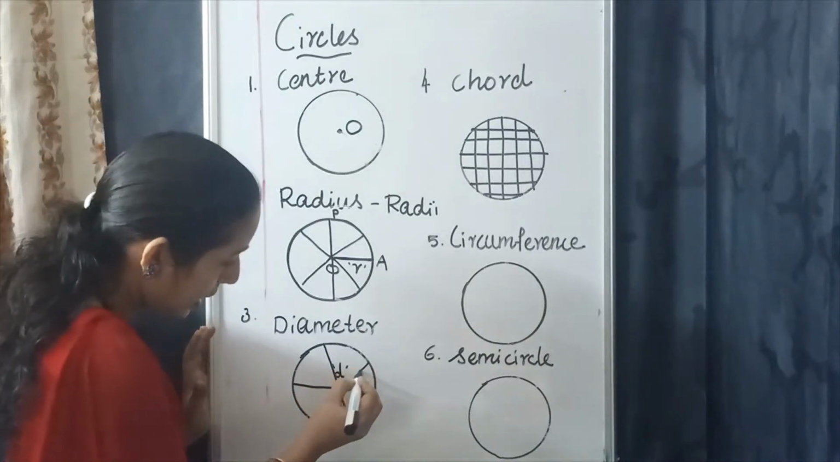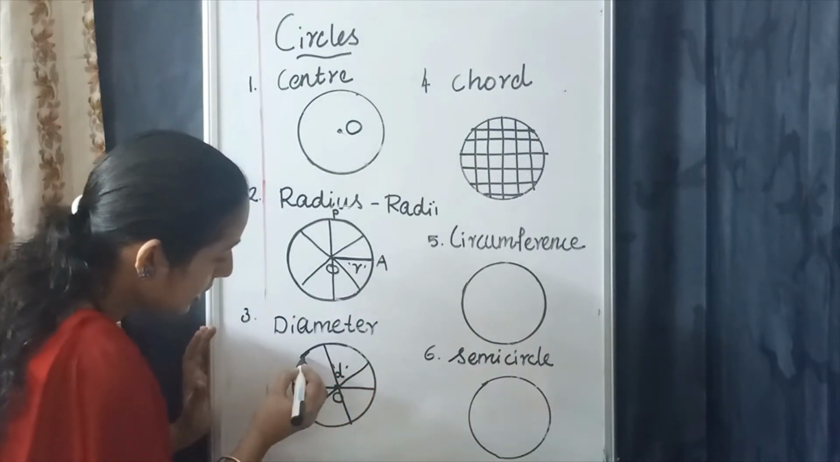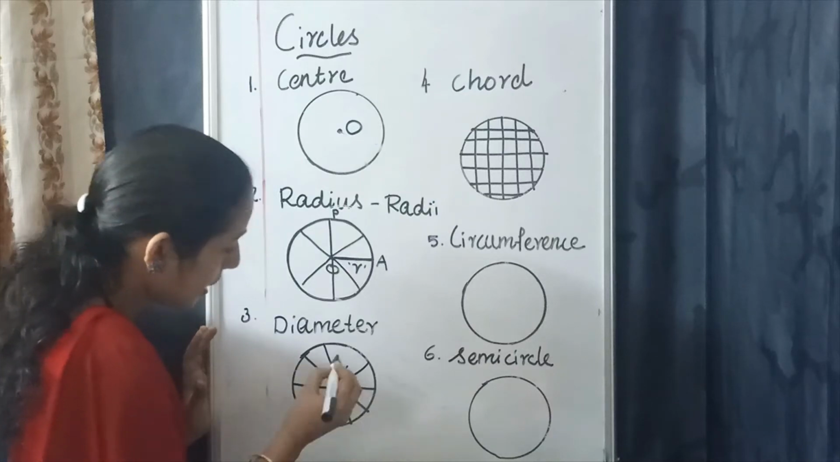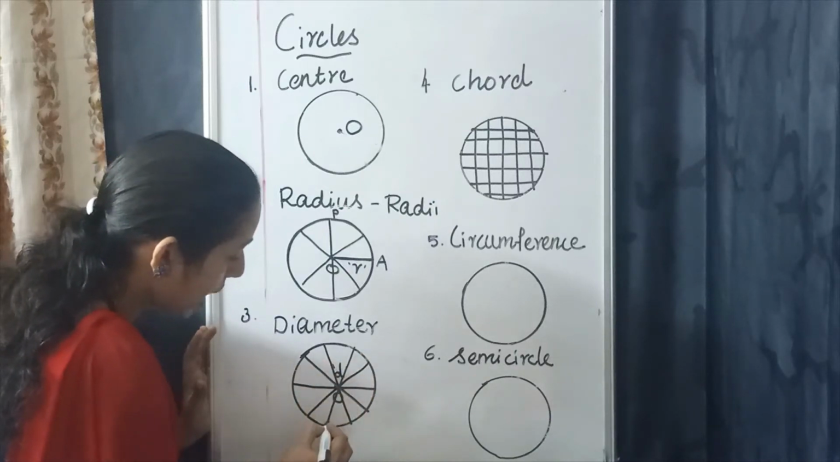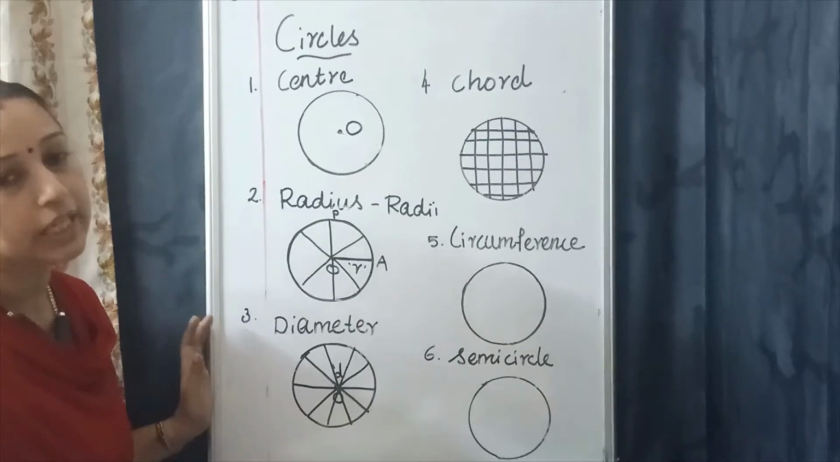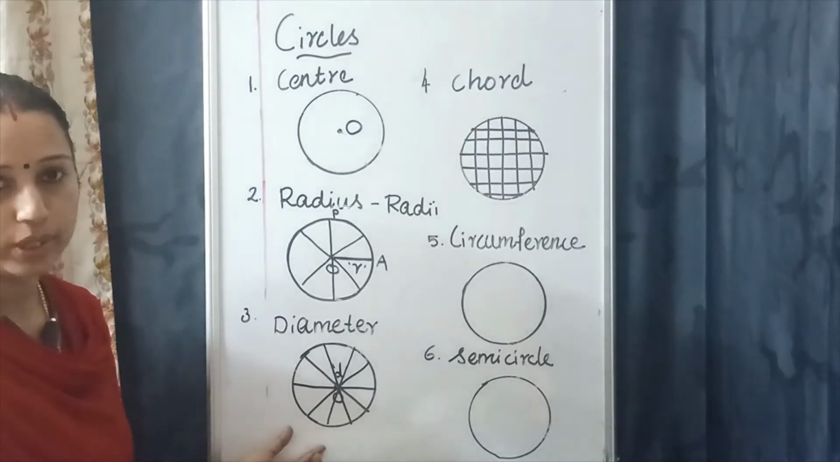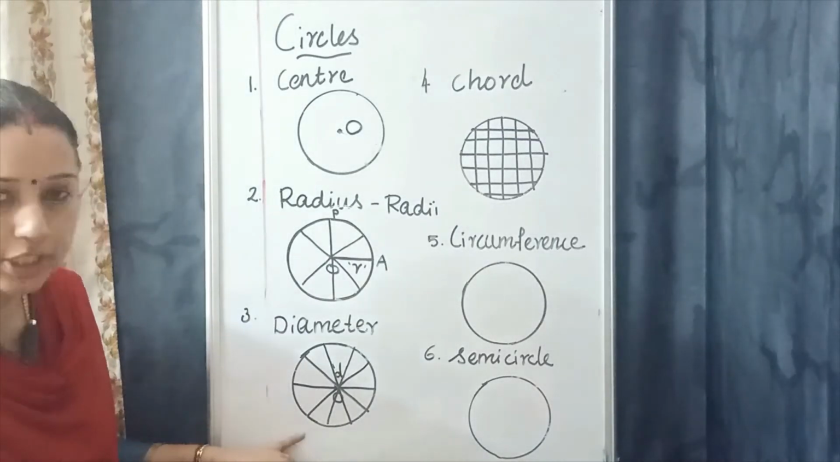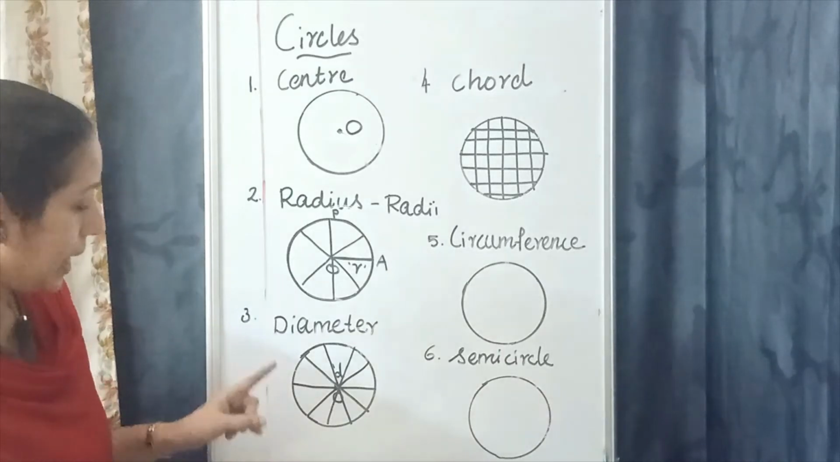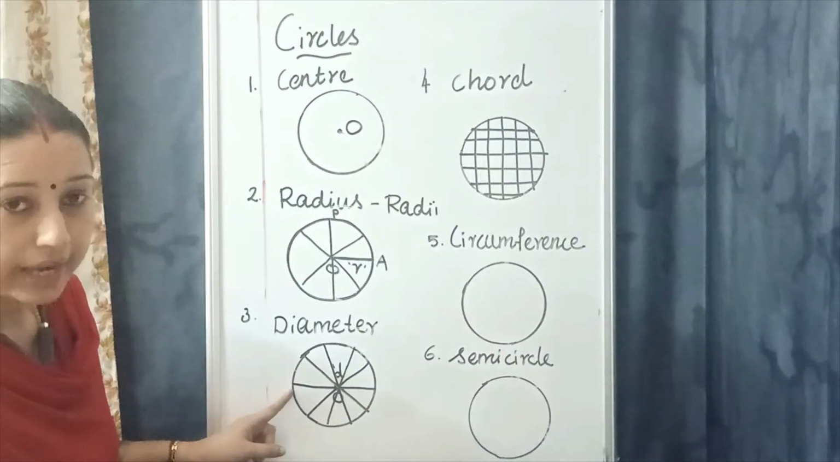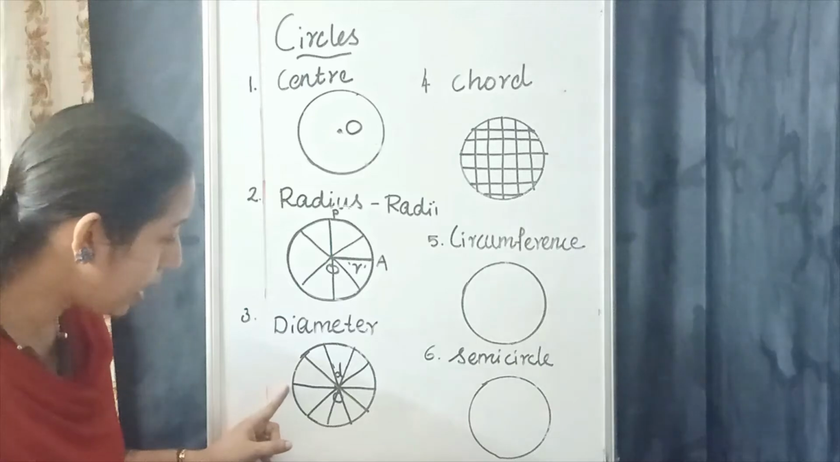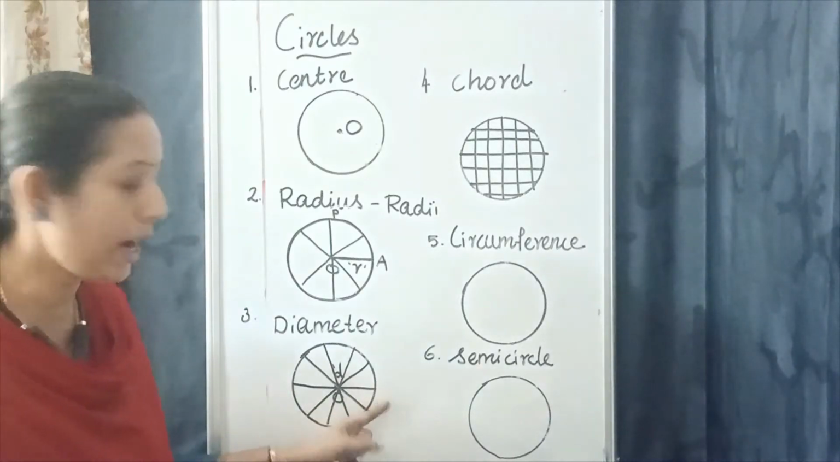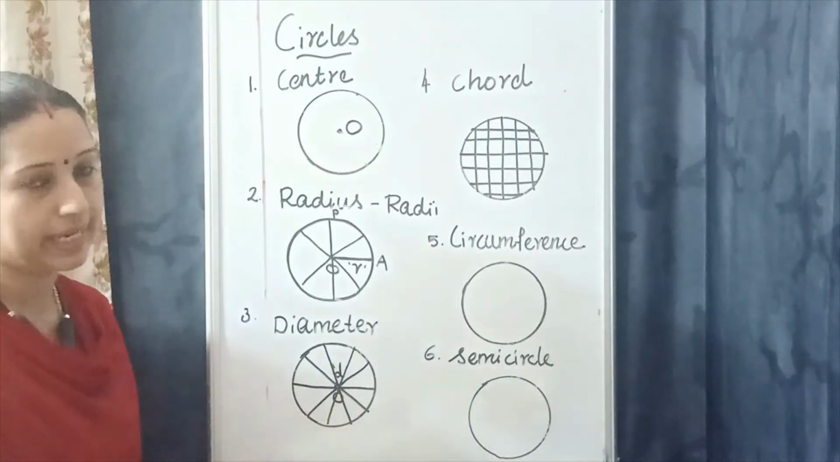And this is also a diameter. See, this is also a diameter. Here also we can draw a diameter. So we can draw an infinite number of diameters in a circle. So what is the diameter? The line that we draw from one point to another point, passing through the center.